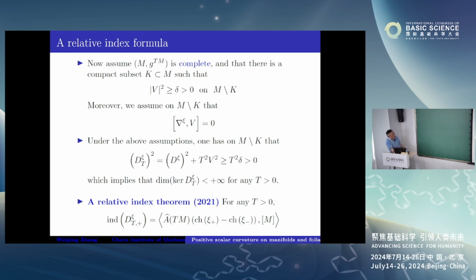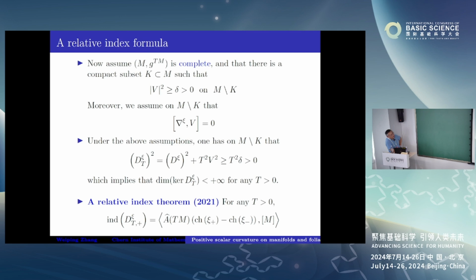In this case, one can show that the kernel is finite dimensional, just like in the smooth compact case. And in this case, it carries an index which can be computed on the right-hand side. It's called the relative index theorem. And here, since these two bundles are identical near infinity, the difference is 0 outside the compact subset.